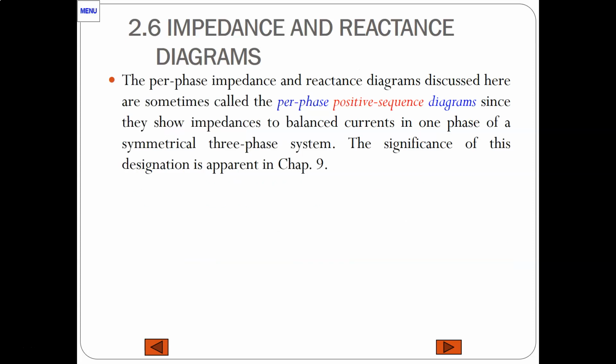The per-phase impedance and reactance diagrams discussed here are sometimes called the per-phase positive sequence diagrams. This is also something you can look at when we have fault calculation, and also for the generator, this is typically a way to describe it.